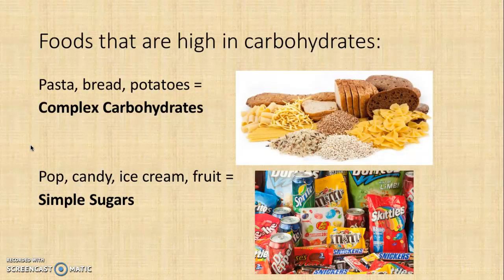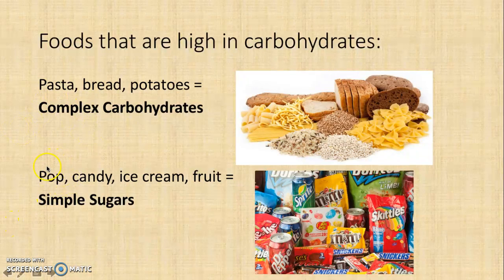So first, let's look at foods that are high in carbohydrates. So we have 2 main groups of carbohydrates. We've got complex carbohydrates, which include things like pasta, bread, potatoes, and rice. They tend not to taste as sweet. Okay, so these are complex carbohydrates. We've got a beautiful picture right there.